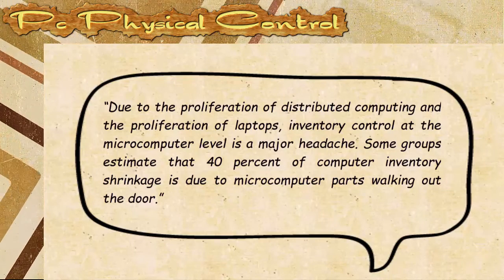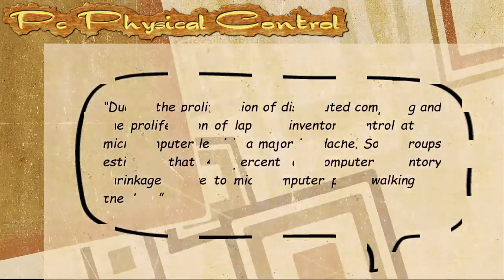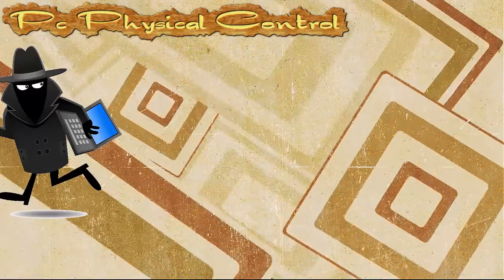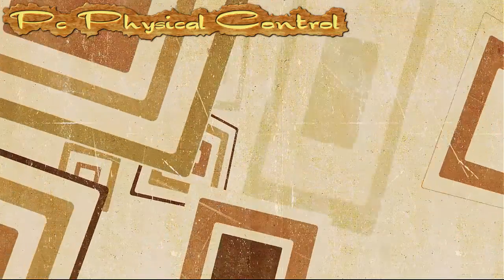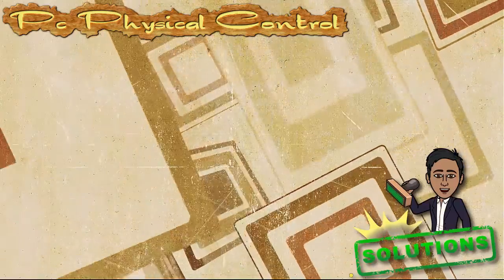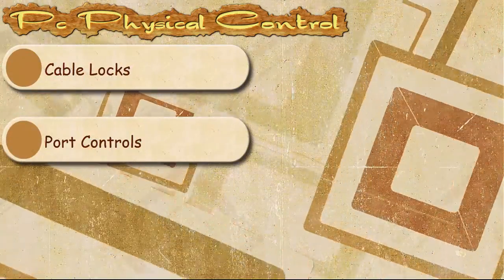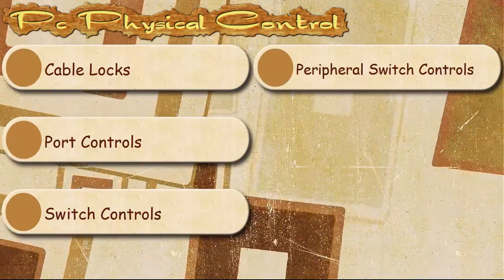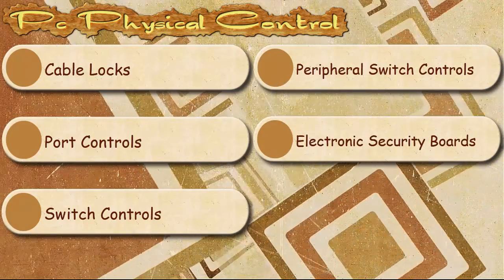So this basically explains that in many situations computer parts and accessories are easily stolen, usually by anyone within or outside of the organization. For this, there are several ways to mitigate such attacks. Some of these solutions are cable locks, port controls, switch controls, peripheral switch controls, and electronic security boards.